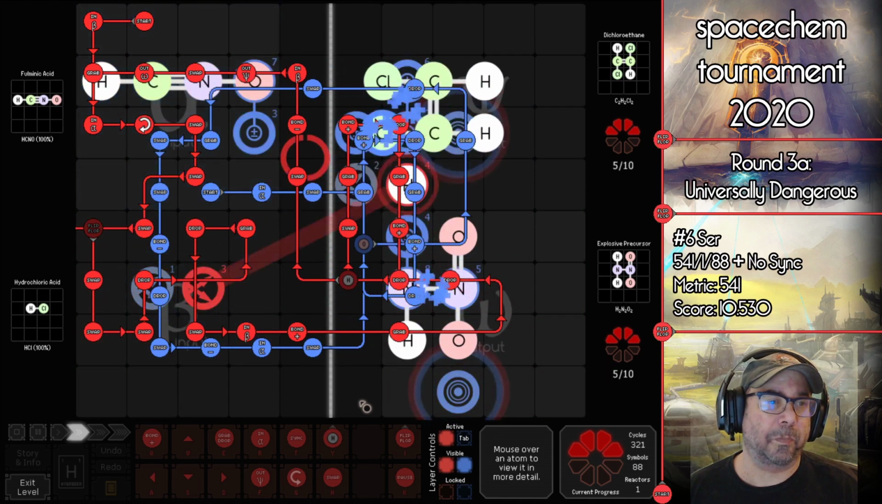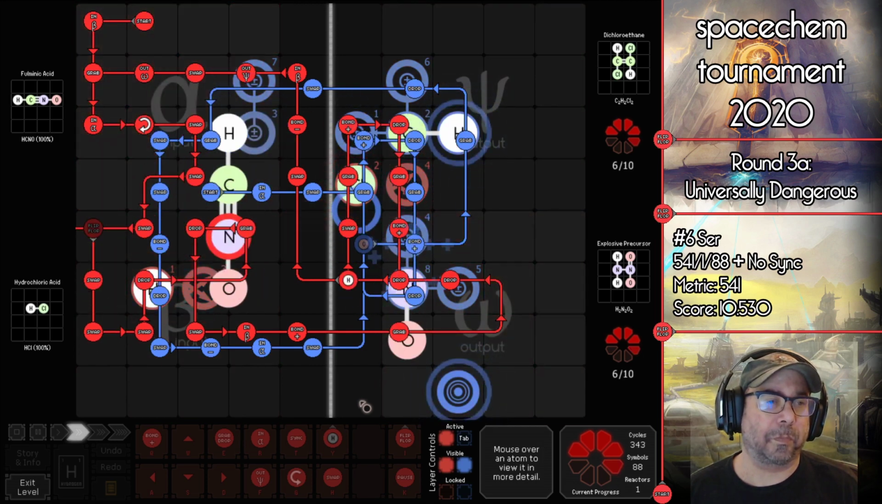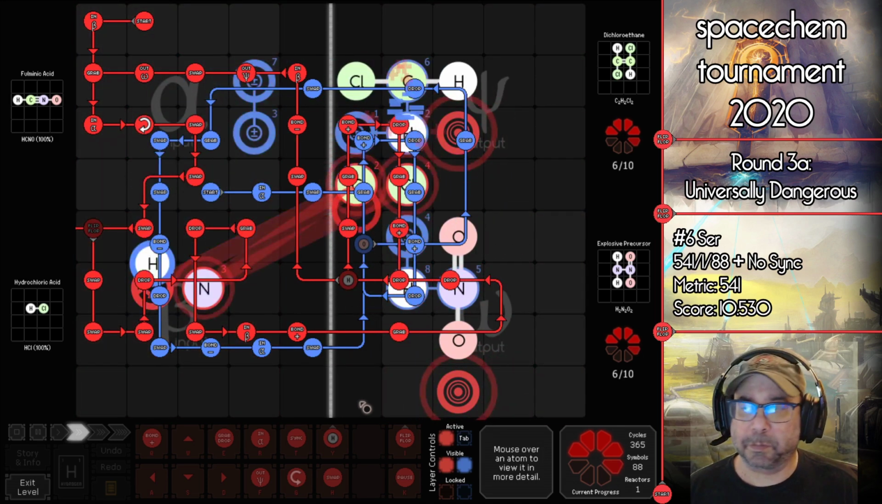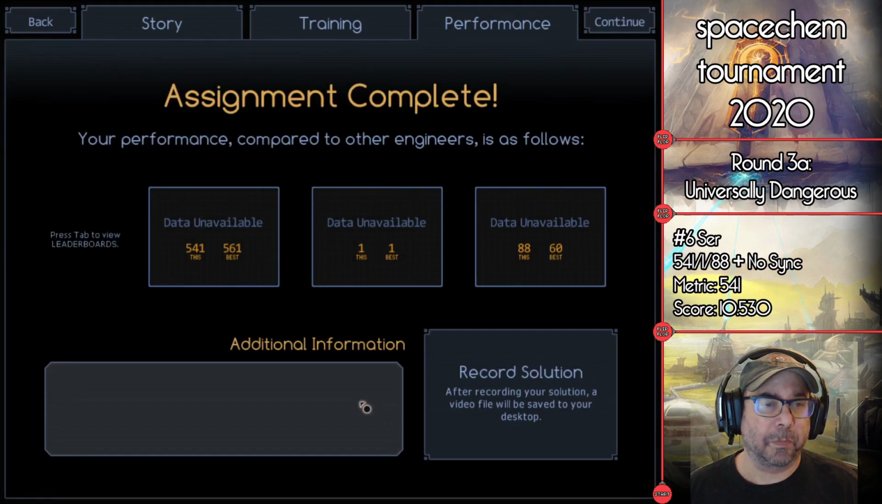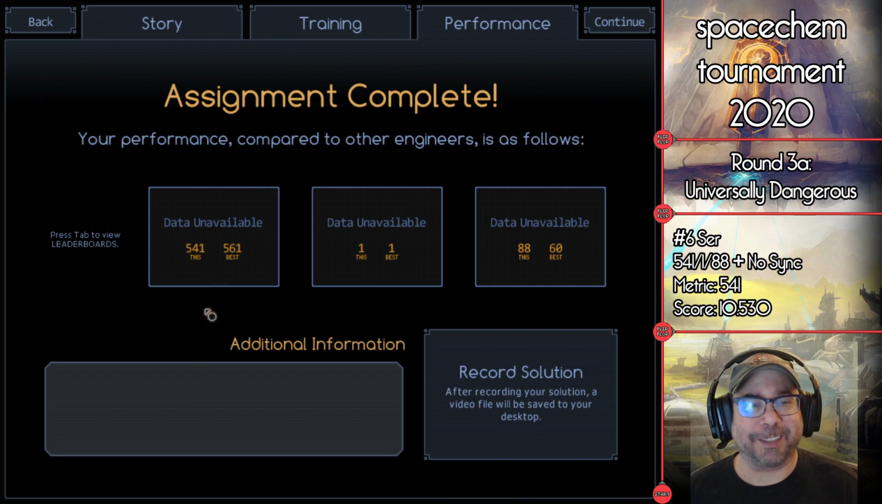So that actually saves a bit of time too. They're both already in their right output zones, which is nice to see. And Sir gets 541 cycles for this solution for 10.530 points. Oof. Nice job, Sir.